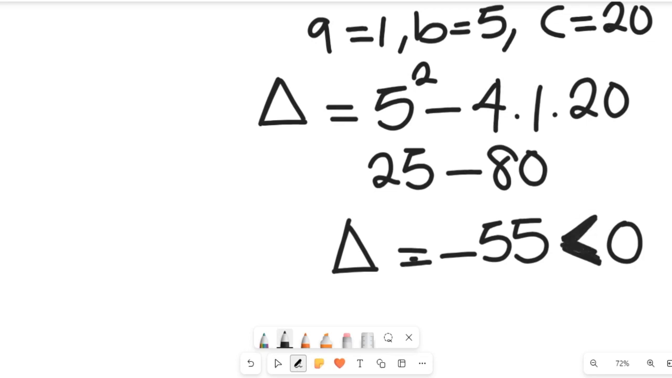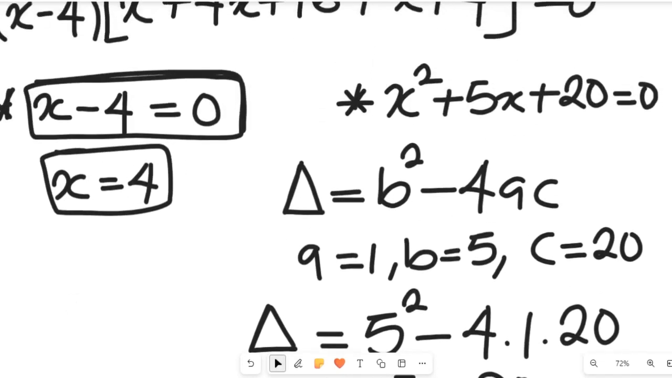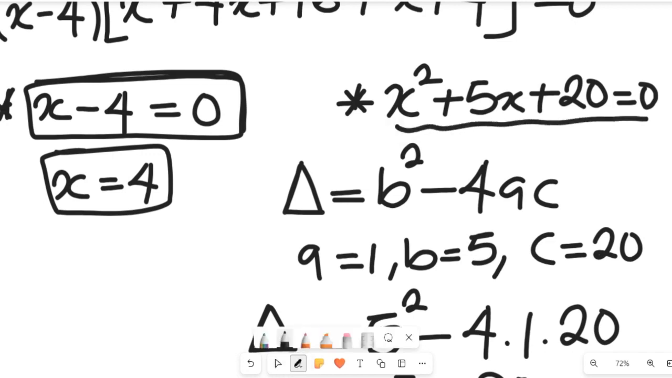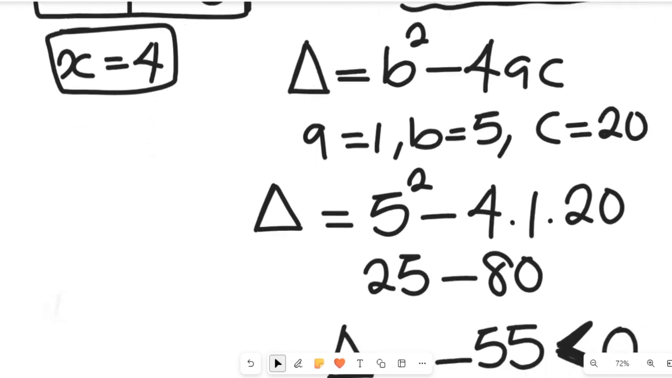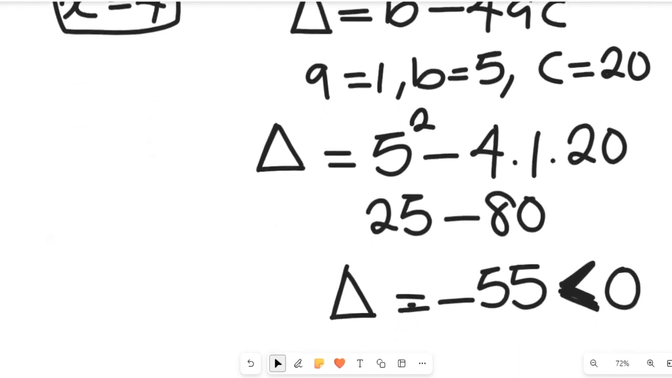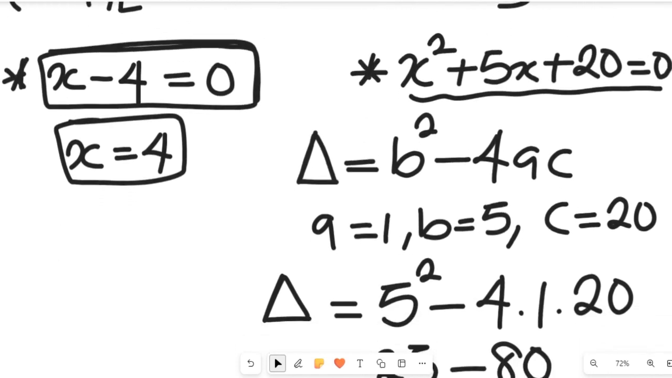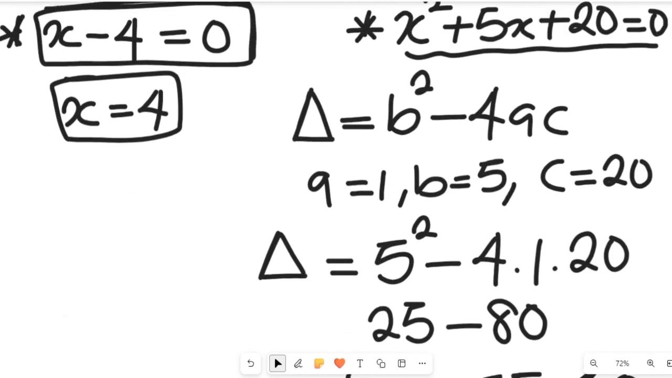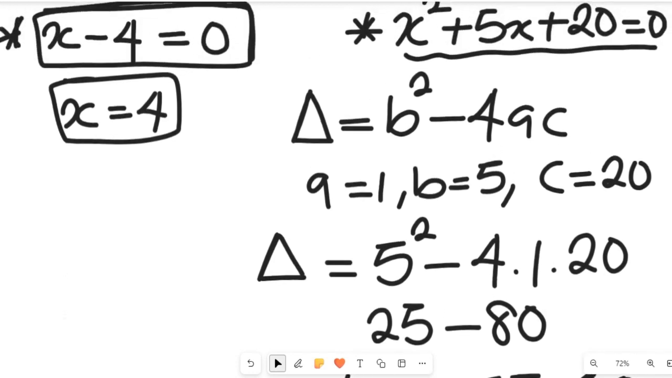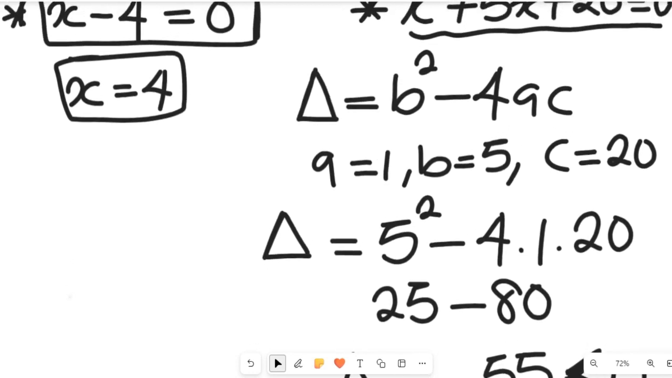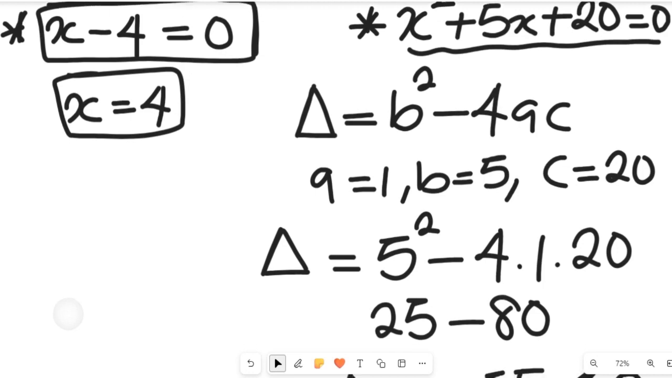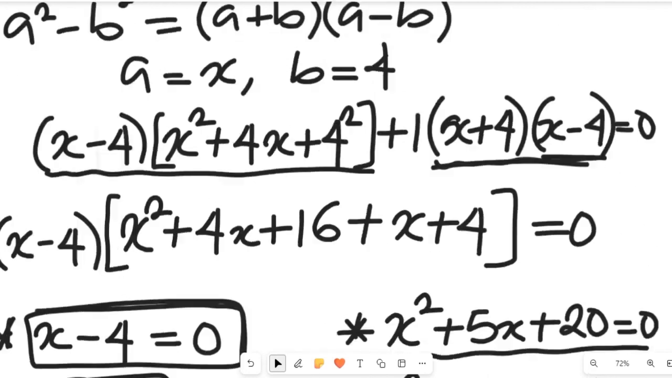So since it's less than 0, that shows that the solution that will come out from this quadratic equation will definitely be imaginary solutions, and they can never be real solutions. You can check that out, solve it out, and see that it will definitely give you imaginary solutions. Then we'll come to see that the only real solution to this algebraic expression is x equal to 4.